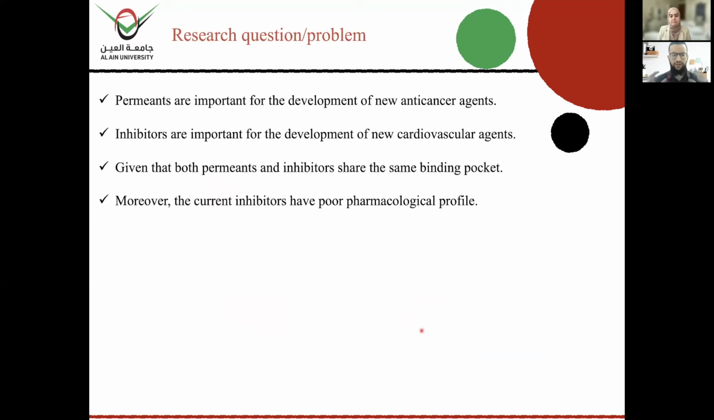This brings us to the question of the study, which is what we will achieve from this study. Simply, the answer is distinguishing between the permeants and the inhibitors, as they both bind to the same binding pocket. Furthermore, to develop the pharmacophore for each class of drug, as the permeant pharmacophore will aid in the development of new anti-cancer agents, while on the other hand, the inhibitor pharmacophore will lead to the development of new cardiovascular agents. It's also important to note that the current inhibitors have a poor pharmacological profile.